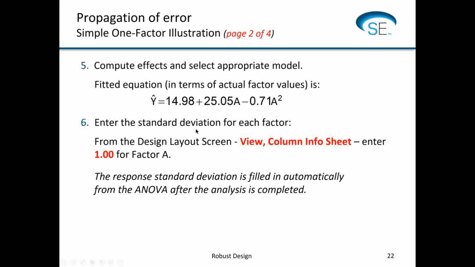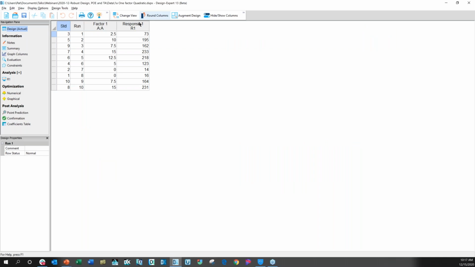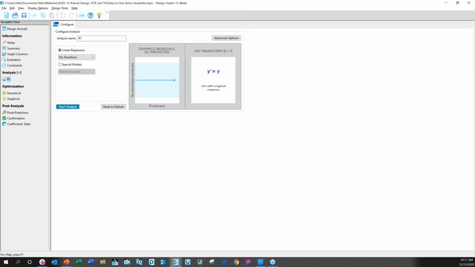And let's go that far, and then I'll come back and show you how to enter in the sigma. Okay, so here's the design. Now I haven't sorted it, but if I sort in ascending order, you can see that's the same data that I showed you on the slide. Let's go analyze that. Okay, so a little bit different look in Design 13.